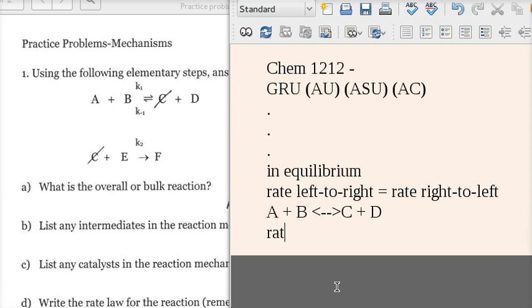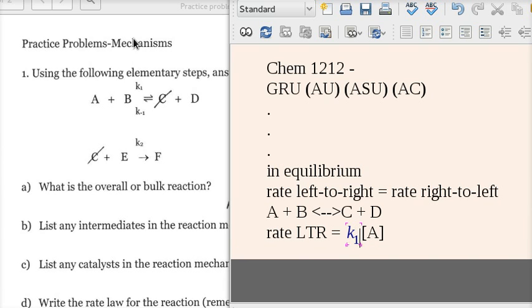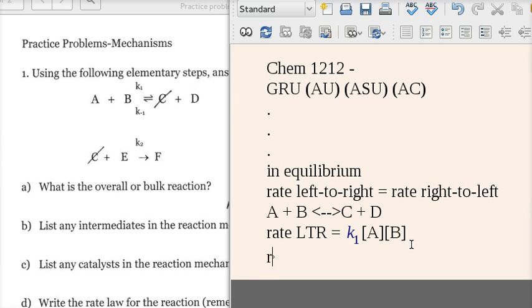So if we write the rate law for the left to right, we have A, B. I should put k. Not just k, k sub 1, because that's written right there for that way, left to right. There's that, and I'm getting that from both of these having a coefficient of 1, so you just write it. That's not too hard.